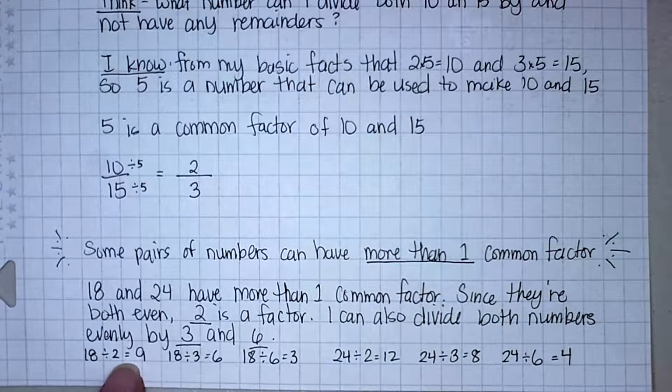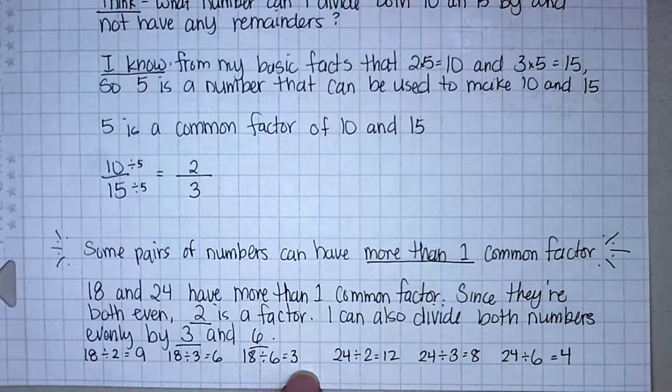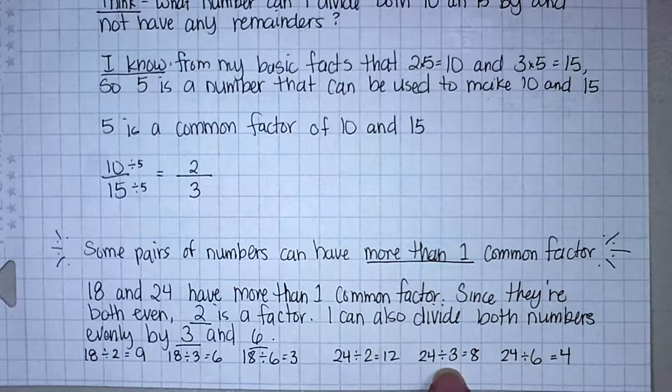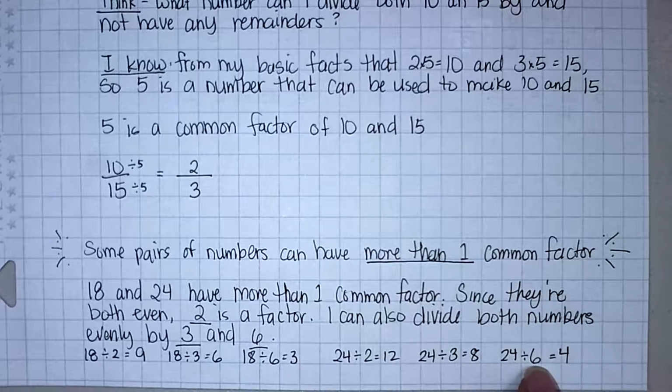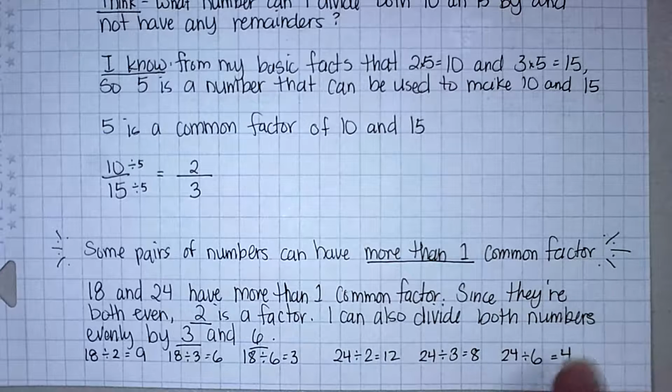So 18 divided by 2 is 9, 18 divided by 3 is 6, and 18 divided by 6 is 3. I can do the same thing for 24. 24 divided by 2 is 12, 24 divided by 3 is 8, and 24 divided by 6 is 4. So we see that 2, 3, and 6 are factors for both 18 and 24.